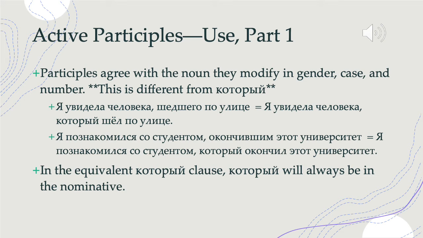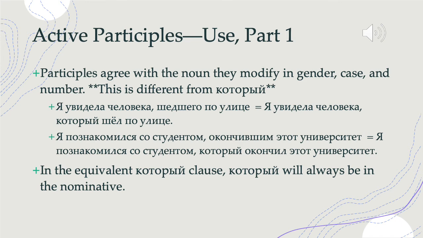Or я познакомился со студентом, окончившим этот университет. That means the same thing as я познакомился со студентом, который окончил этот университет. But notice that in the first example with the participial clause, the participle окончившим is also in the instrumental case, just like the noun that it refers to. Whereas with the katori clause, katori is in the nominative, even though it refers to a noun in the instrumental.